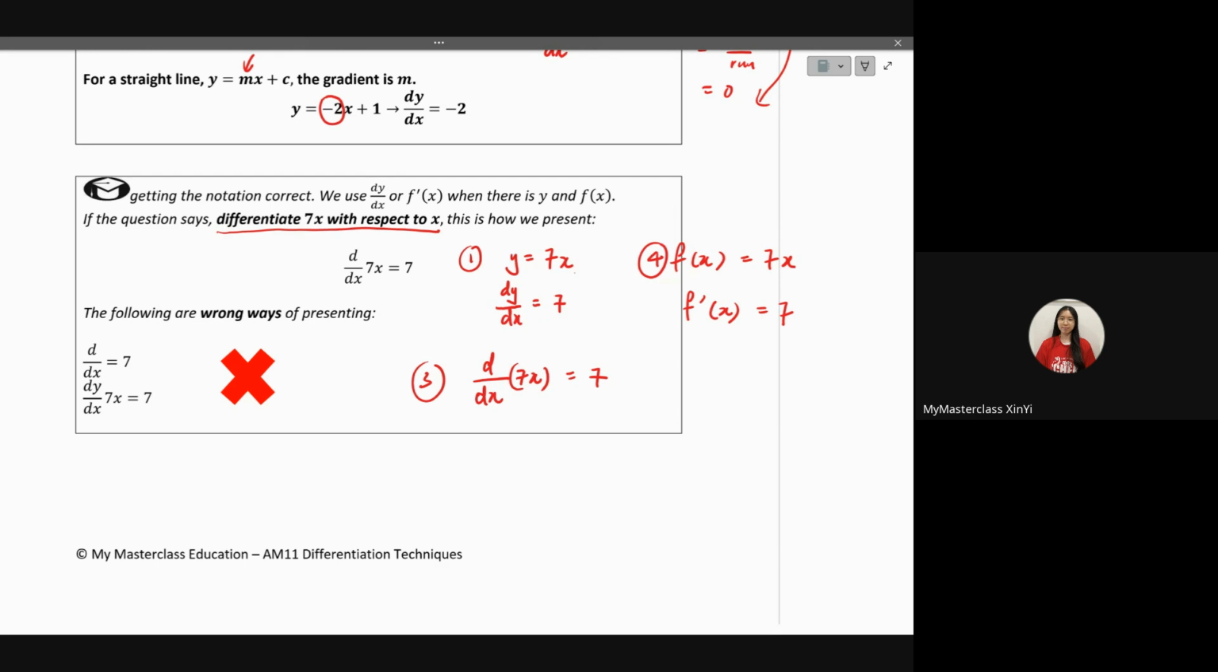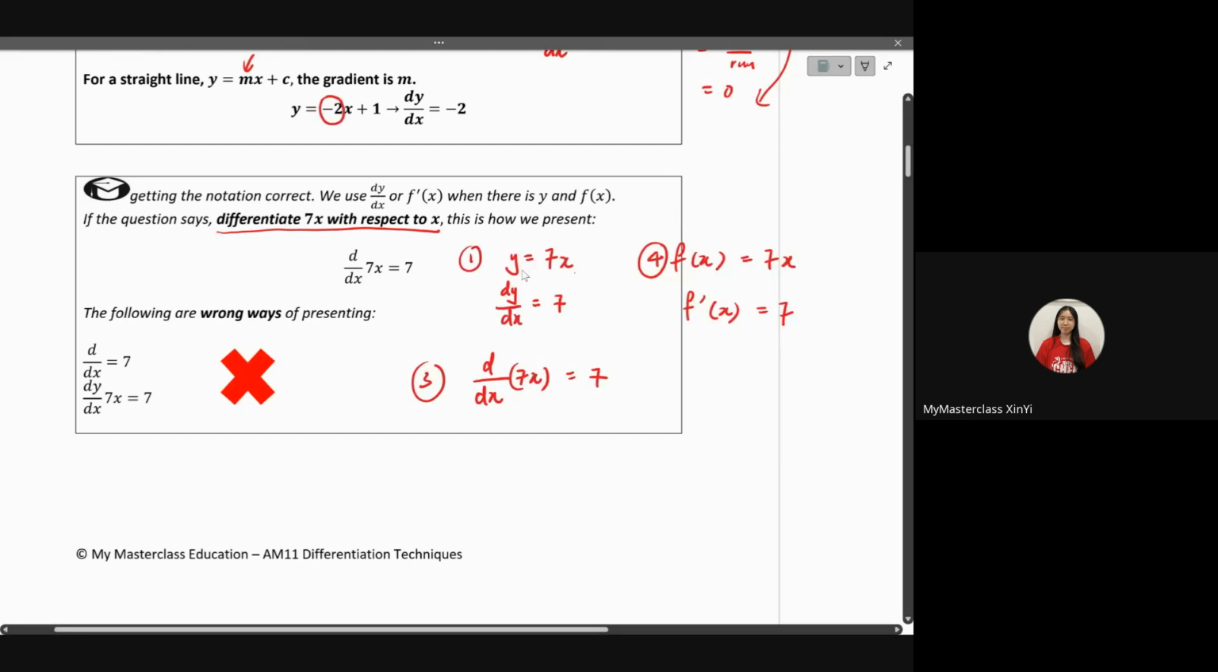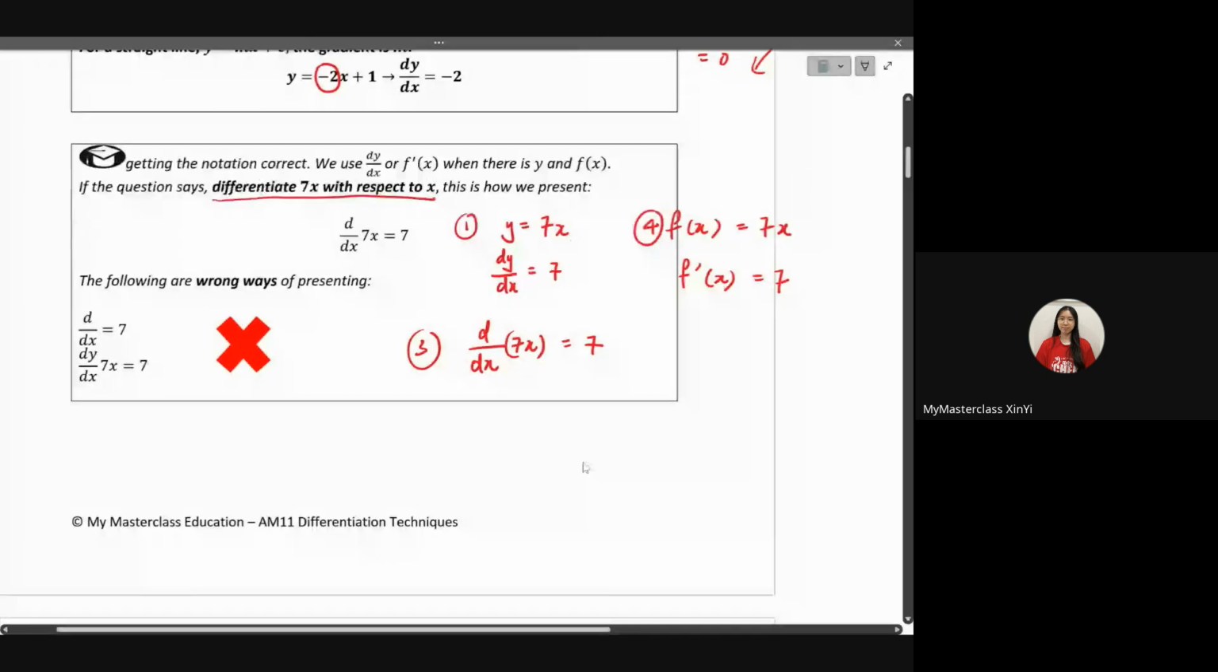Differentiate this function with respect to x. It's just like y. When I write it as differentiation, it's dy dx. If it's just the expression 7x itself, I'm differentiating 7x with respect to x. If I give you in this form, f of x equals to 7x, then when you differentiate, you put in this prime notation. So three different ways of presenting. Be careful of the way they ask you to present.